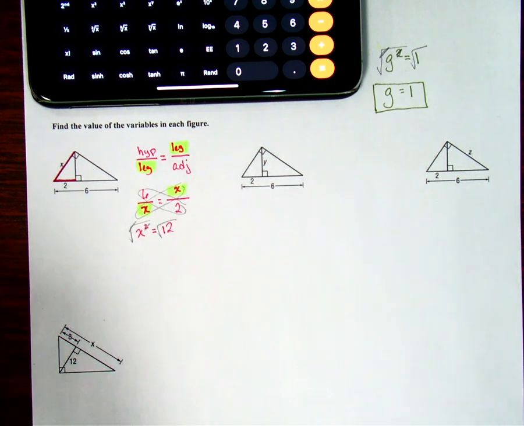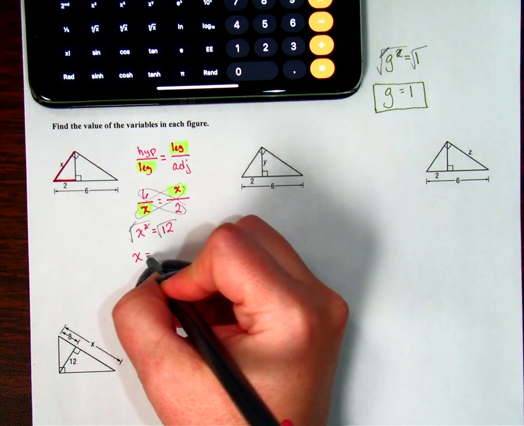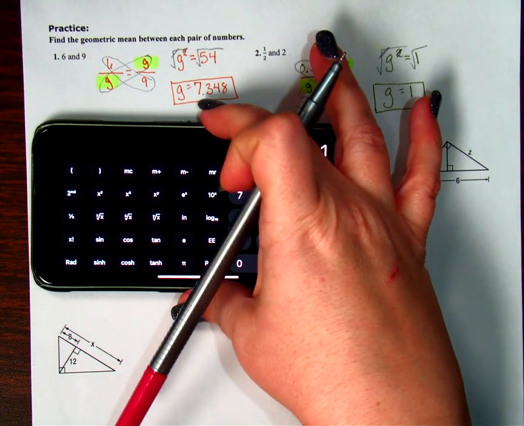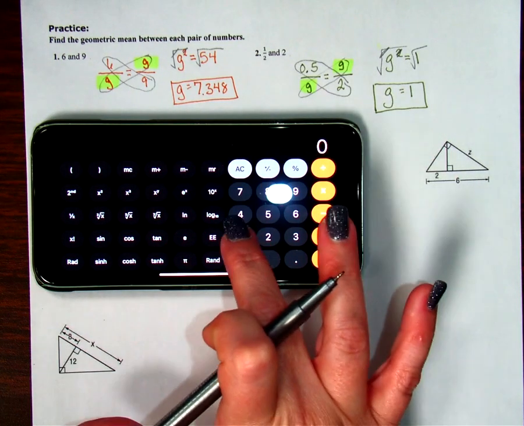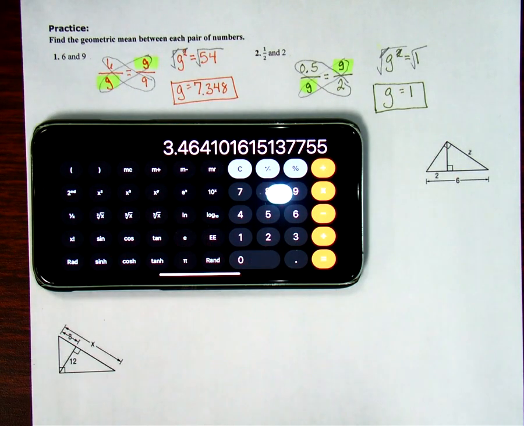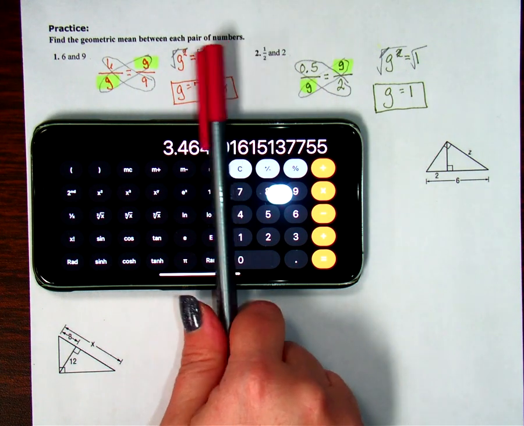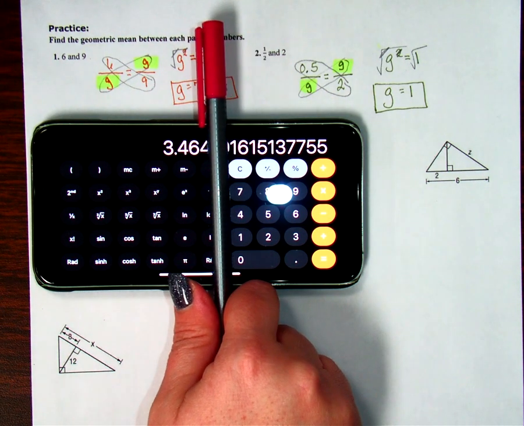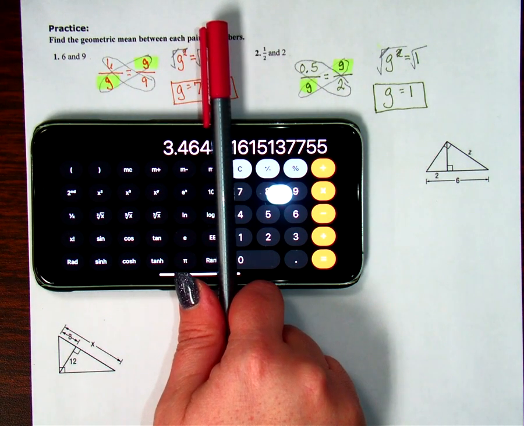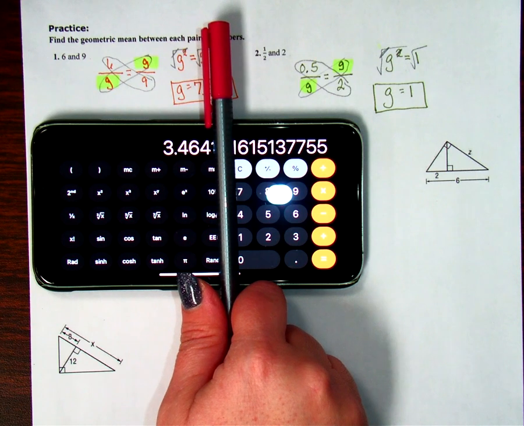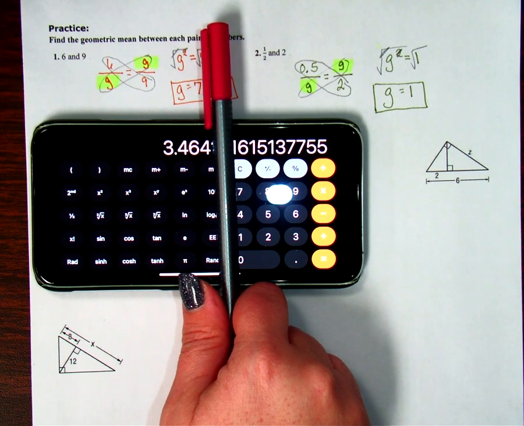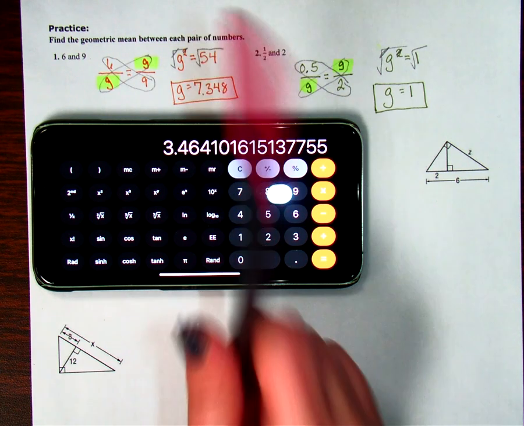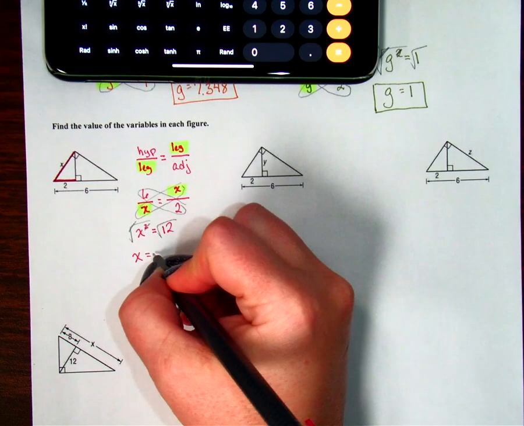So x equals the square root of 12. Let's see what that is. The square root of 12, clear that out, 12, and then square root, and we're going to go to 3 places, so 3.464. Then look after that 4 and see what it is. It's a 1, so I leave it exactly as it is. 3.464.